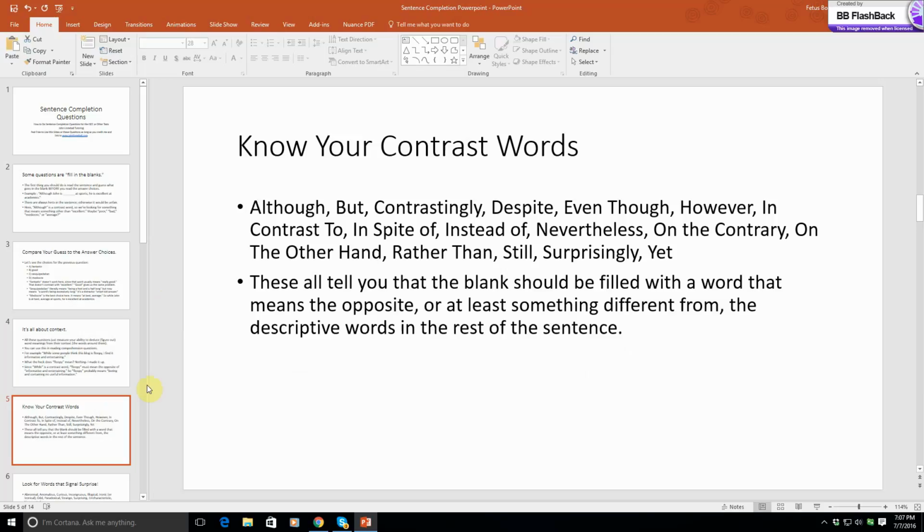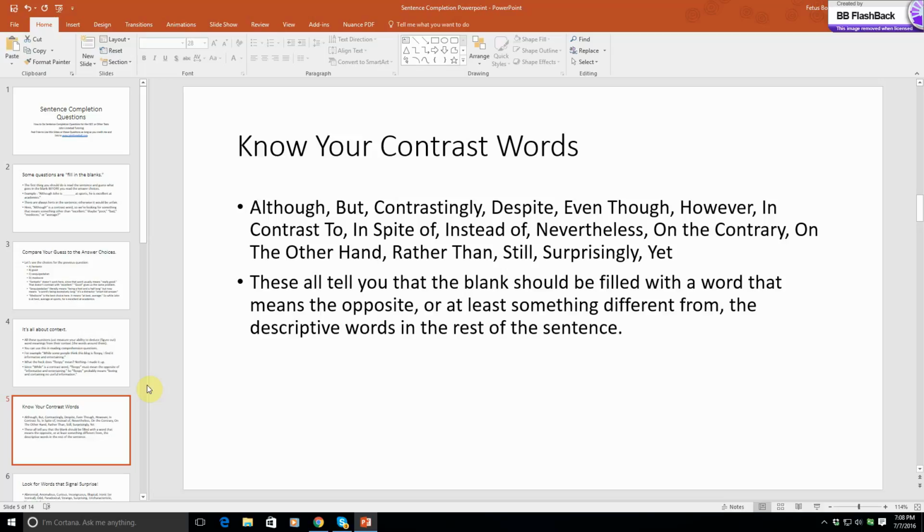You want to know your contrast words. Contrast words are ones that indicate an opposite. So we're looking for a word in the blank that is the opposite of the words that are in the sentence, specifically the adjectives and adverbs, things that are descriptive. So although, but, contrastingly, see, there's a contrast. Despite, even though, however, in contrast to, in spite of, instead of, nevertheless. John is mediocre at sports, nevertheless he is excellent at academics.